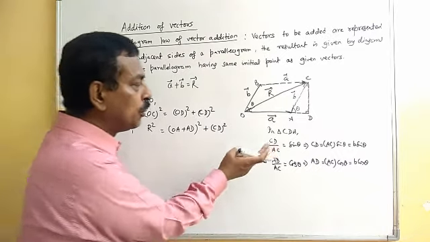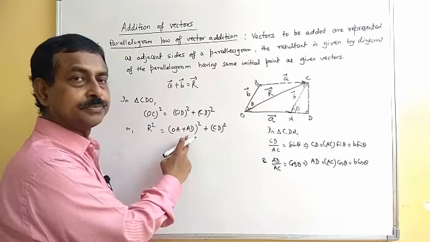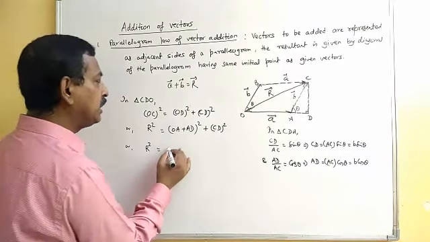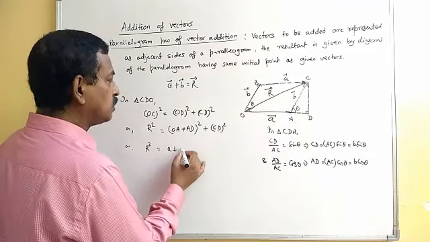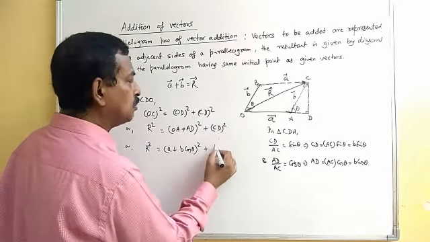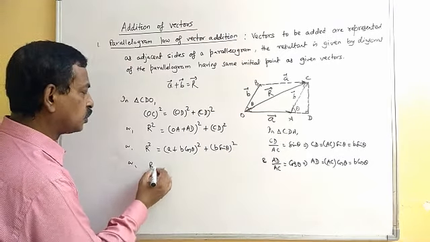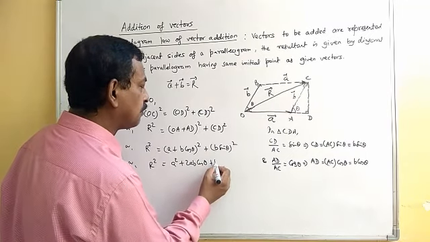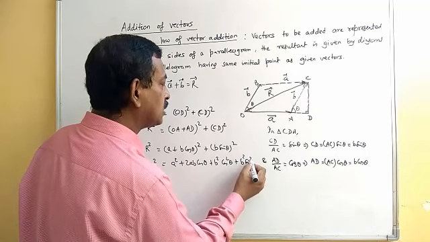So now we can put the value of CD and AD from that in this expression. If you substitute it, then R square will be, OA is nothing but your A, this is your B cos theta whole square, and this is your B sin theta whole square. So R square is A square plus 2AB cos theta plus B square cos square theta plus B square sin square theta.